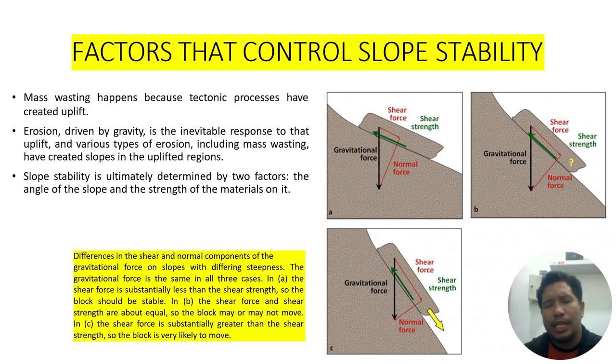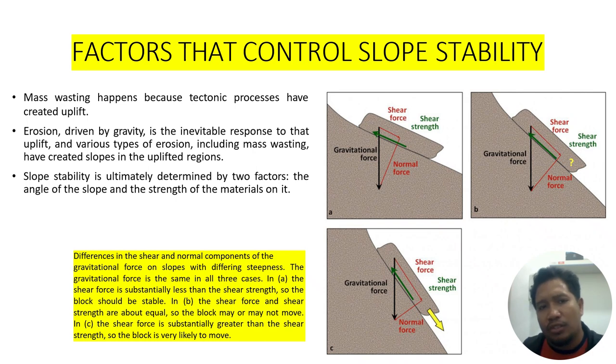So we are going to take a look at the factors that affect or control slope stability. In general, again, mass wasting is a downslope movement of rocks or unconsolidated materials like sand, clay or silt under the force of gravity. It is caused by a number of factors. One is tectonic processes, that is the most common one, and then erosion. Another one is the angle of slope, and weathering, or weather, also plays a role in the factors affecting slope stability.